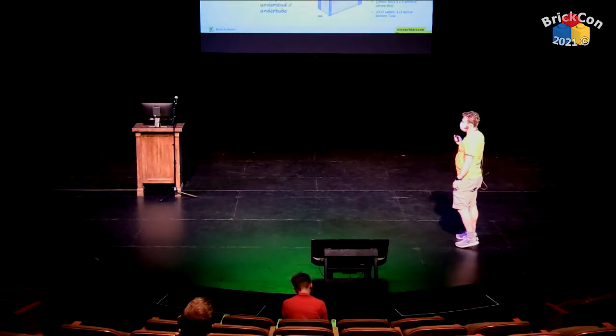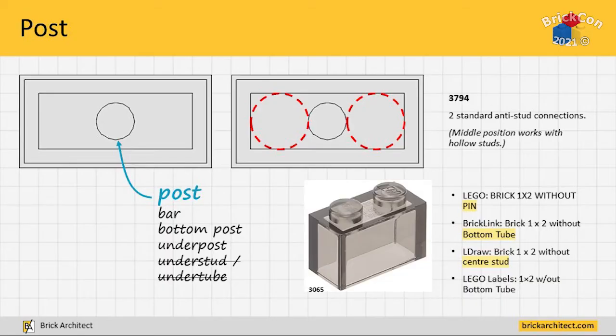This is one that's got terrible naming. If you look at the underside of a 1x2 brick or a 1x4 plate, you'll notice there are basically dots in between each of the anti-studs. If you look just at this part on the right, which is the 3065, the 1x2 brick without that thingy, you'll see that they're saying without pin, without bottom tube, without center stud. We don't have a great name for that.